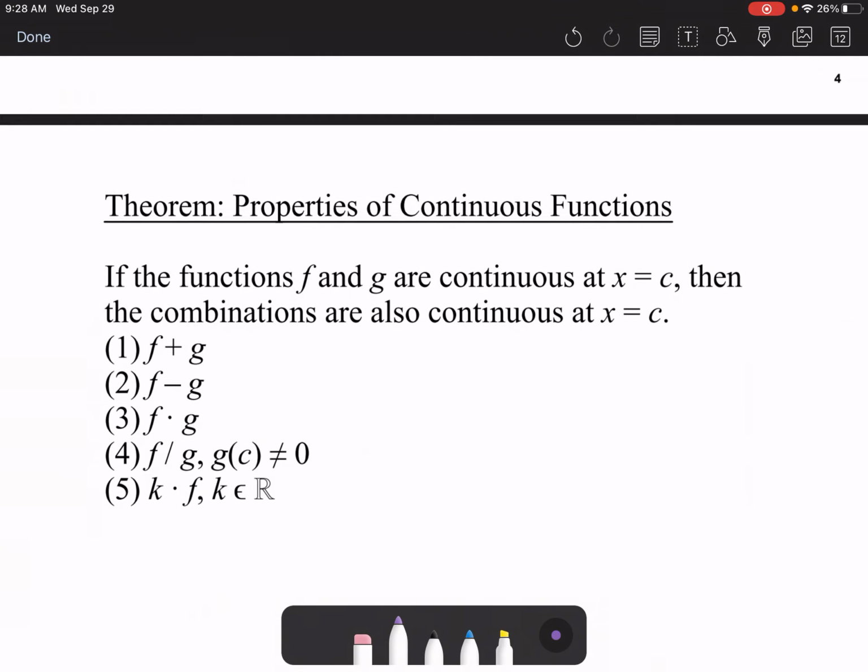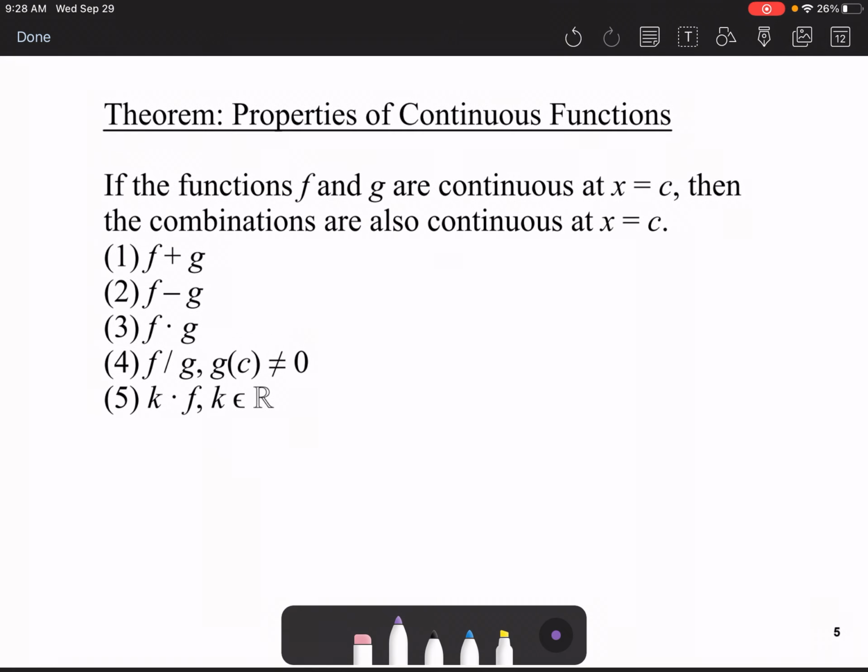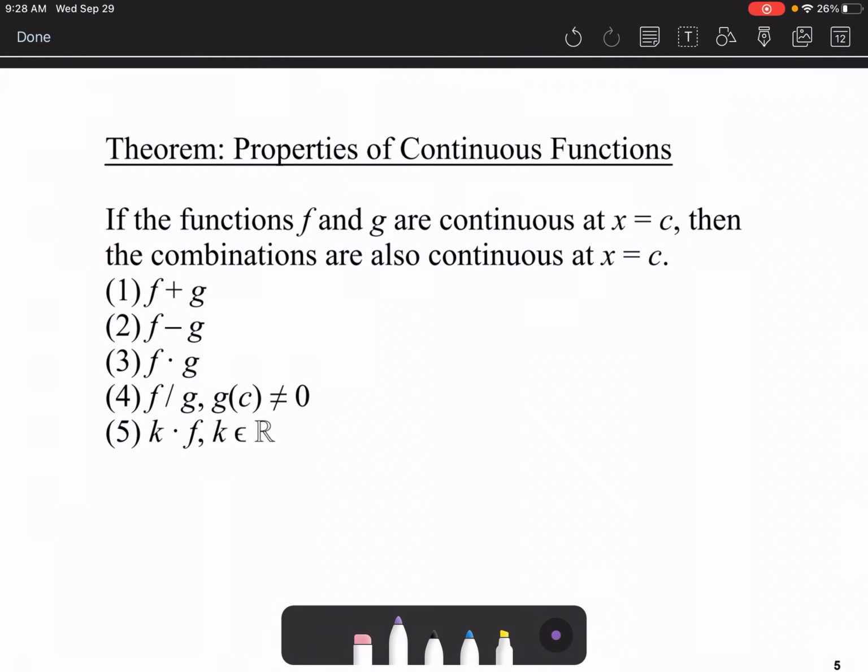Okay, so some properties of continuous functions. This is a theorem. Theorems are always going to work for all types of functions. So if the functions f and g are continuous at point x equals c, then the combinations are also continuous at x equals c. So if you add the two functions, subtract the functions, multiply the functions, divide the functions, even when g of c doesn't equal 0, and if you take any function multiplied by any constant.